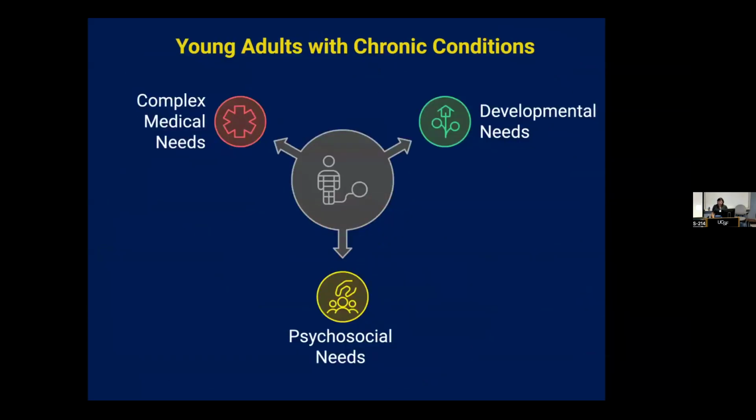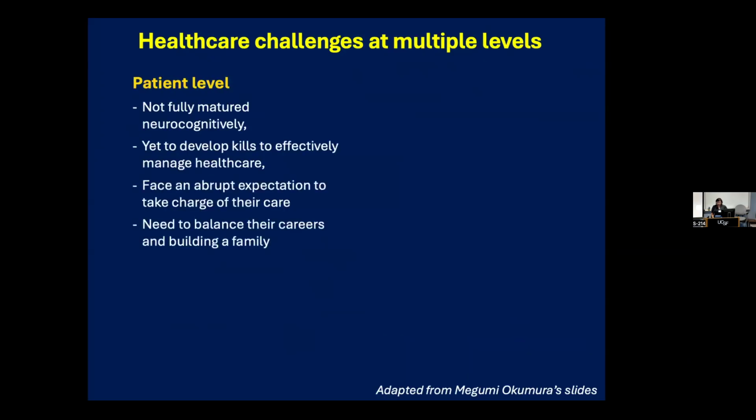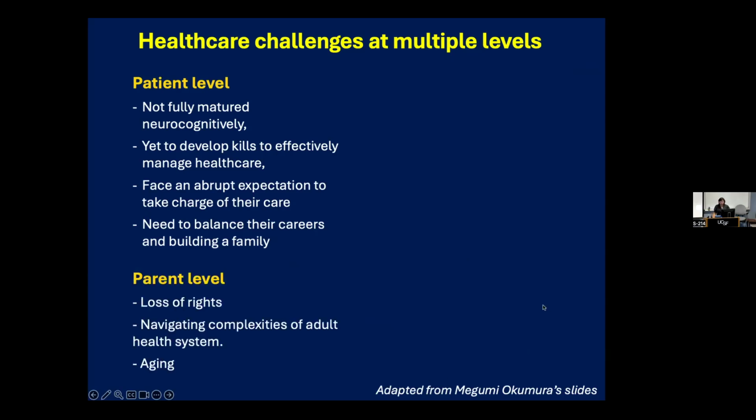Additionally, managing mostly these young adults with chronic conditions requires balancing their growing independence with their developmental, psychological, and complex medical needs. And similar to any young adult with chronic conditions who is transitioning into adulthood, the challenges are at multiple levels. Those of you who have a teenager or a young adult will be able to easily relate to this, but young adults aren't fully developed to handle their own healthcare. And then suddenly they're expected to now take charge while juggling their careers and relationships. Meanwhile, parents lose legal authority over healthcare decisions on their children at this young age.